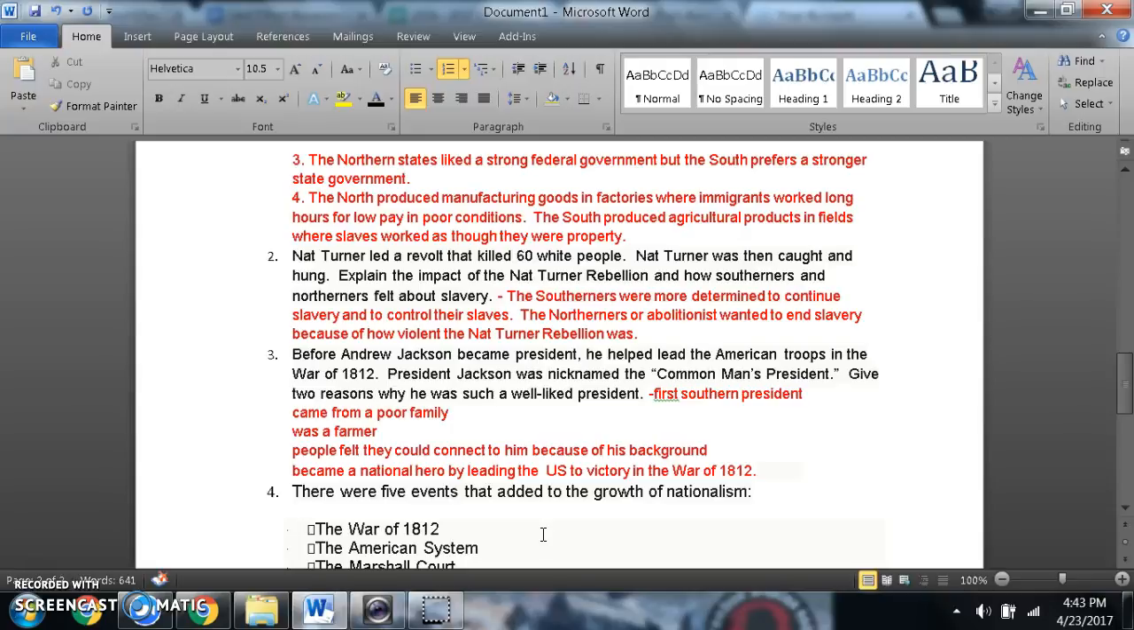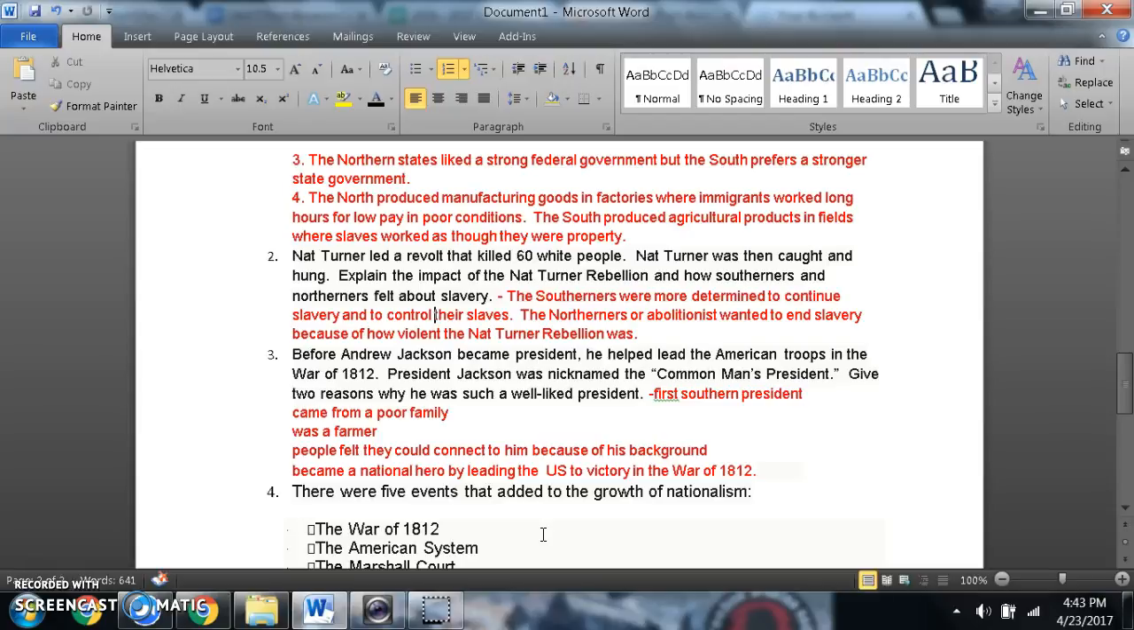For example, Southerners were actually now more determined to continue slavery, and they thought that after the Nat Turner Rebellion, because Nat Turner had done this, they actually had to be more strict on their slaves to keep them in line and to control them in a more harsh manner. The Northerners, on the other hand, or abolitionists, wanted to end slavery because of how violent the Nat Turner Rebellion was. So each of them saw this event completely differently.